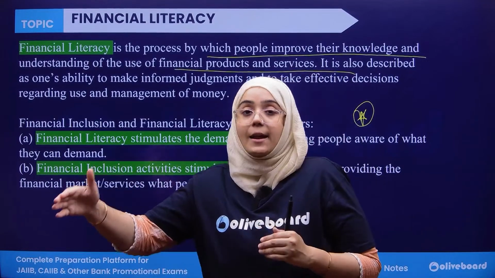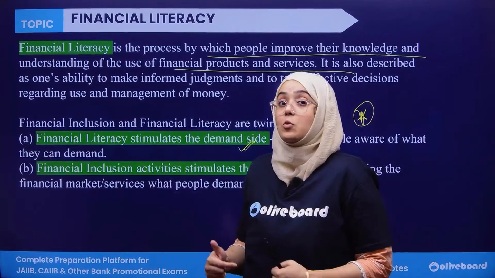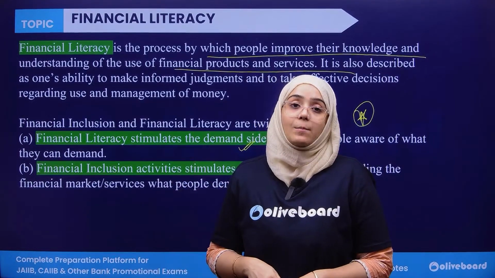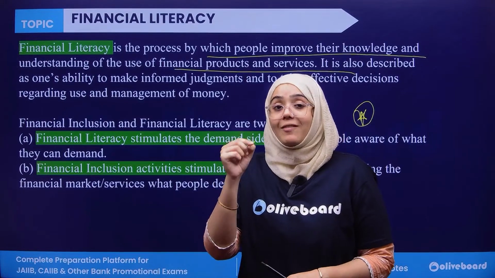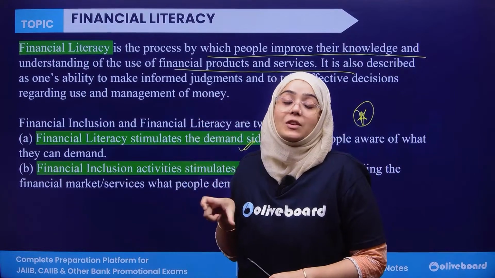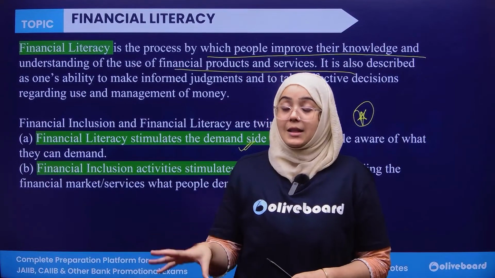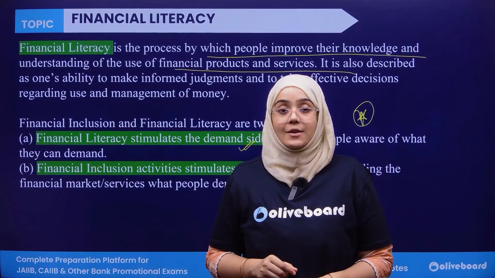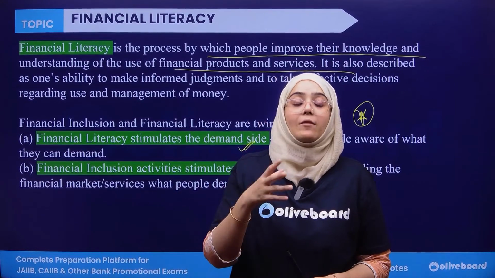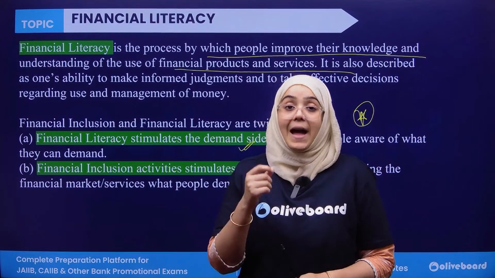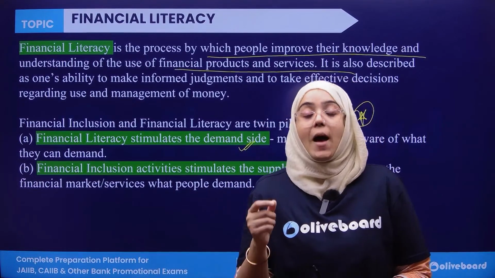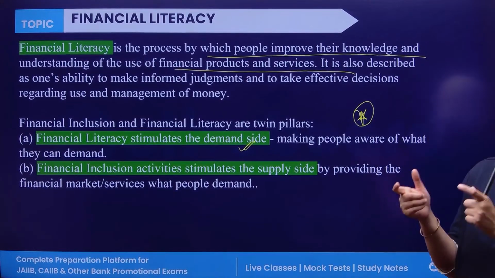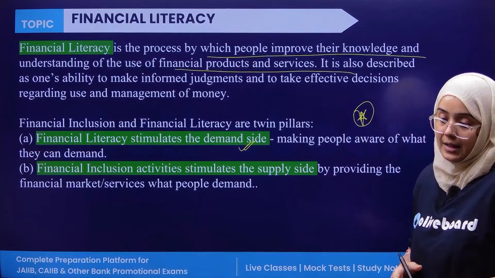For example, if there are 10 people in a group and you have educated those 10 people that this is insurance and this is a mutual fund, then because of this financial literacy, a demand is created in those 10 people. They want to have the insurance policy, they want to have a demand deposit, a current account or a saving account. So by financial literacy, you stimulate the demand side of the economy because you make them aware of what they can demand in the public.